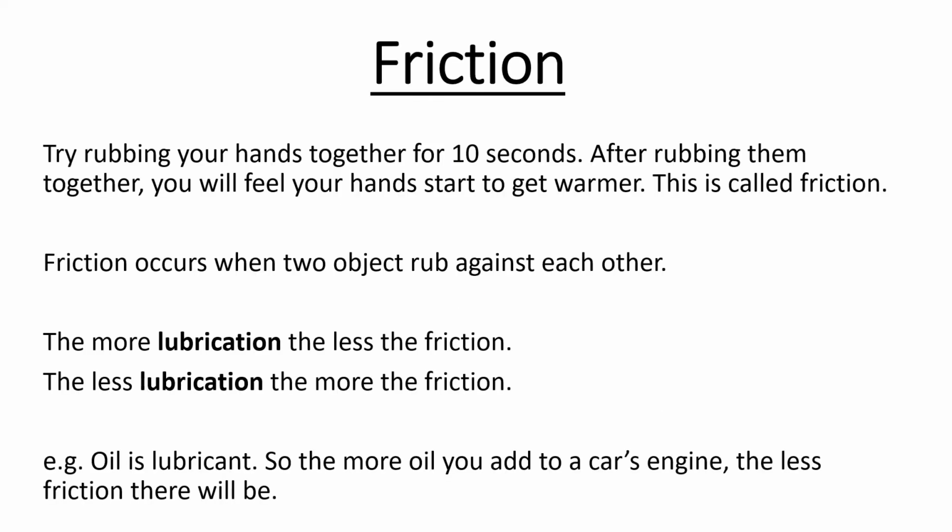So very quickly, I'm going to go through the forces that you should know by the end of this lesson. So you've got friction. If you rub your hands together for 10 seconds, you will feel them starting to get a little bit hot. This is called friction. So friction occurs when we rub 2 objects against each other. And to prevent this friction, we can use something called lubricant. This lubricant allows there to be less friction. So I will draw you a little something.